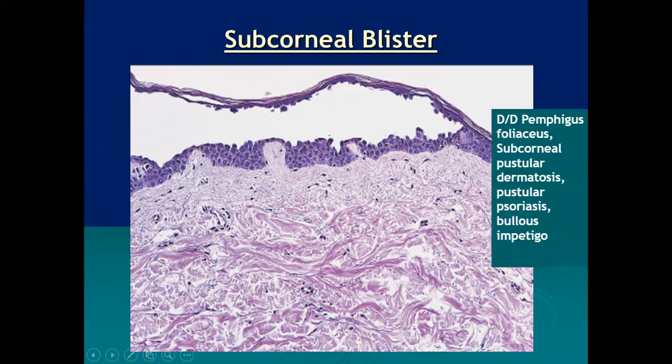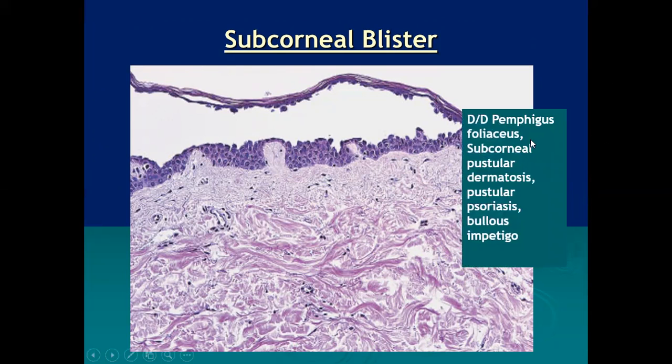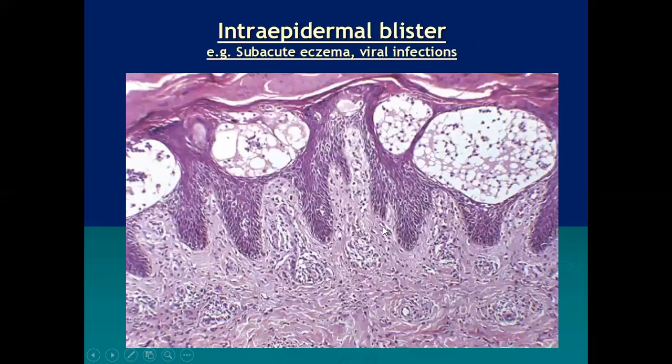So subcorneal blister is seen in pemphigus foliaceus, in subcorneal pustular dermatosis, in pustular psoriasis, in bullous impetigo. This is subcorneal pustular dermatosis. You can see very superficial and flaccid blisters. Flaccid because subcorneal or intraepidermal blisters will always be flaccid, easy to burst. Then this is an intraepidermal blister seen mainly in eczema and viral infections.